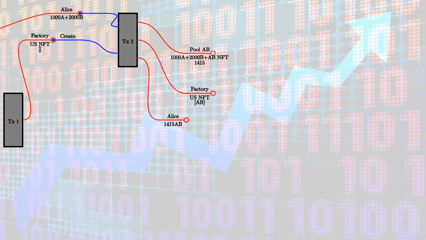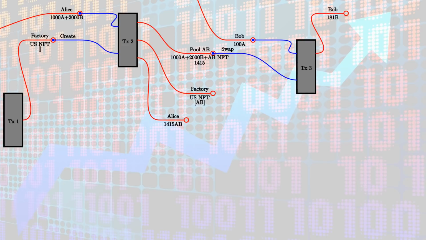Finally, there's a third output for Alice, where she receives the freshly minted liquidity tokens that I call AB here to indicate that they belong to the pool AB. Now that the liquidity pool has been set up, other users can use it to swap. So let's assume that Bob wants to swap 100A against B.